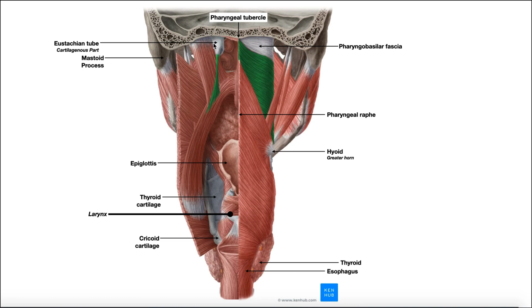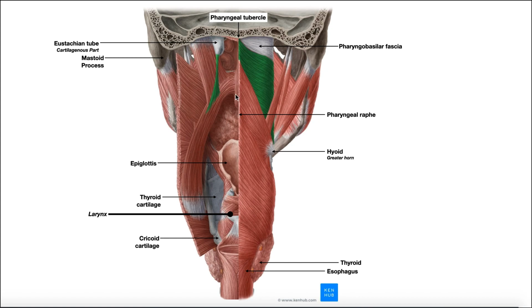Also right here we see part of the eustachian tube, also called the pharyngotympanic tube. This right here is specifically the cartilaginous part of the eustachian tube. And again, we're going to see later on in the next video a deeper muscle, this one, that has an attachment there. Also, this white tissue is fascia. This is the pharyngobasilar fascia. And again, you can see here this muscle, the superior constrictor, sort of blends with that fascia. And then in the middle right here, going down, we have the median pharyngeal raphe. Sometimes it's called the pharyngeal raphe.